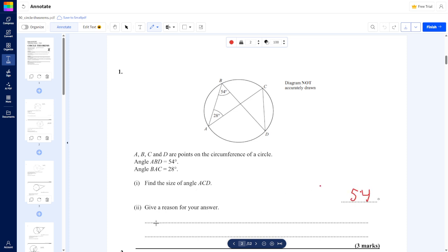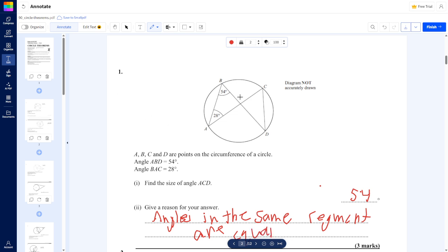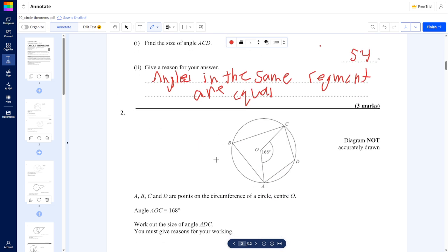Give a reason for your answer. Well, the reason is angles in the same segment are equal. It's kind of bad writing, but in the same segment are equal. So yeah, that's all you need to write for these give a reason questions. Basically just which circle theorem you're using.